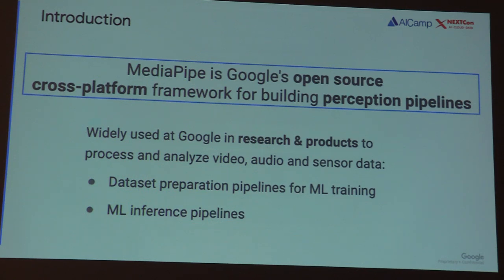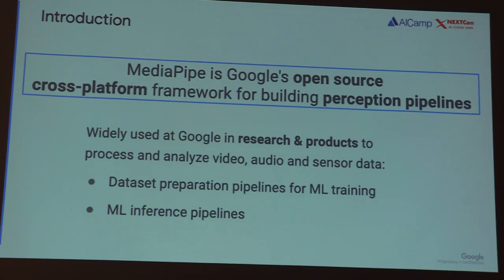MediaPipe is designed to be cross-platform. And the reason for that is we want people to be able to develop machine learning models and apps wherever that's most convenient, for example, on a desktop machine, and then to be able to easily deploy those models onto the devices that their customers are going to use, like mobile devices.